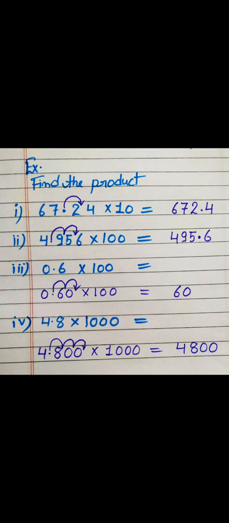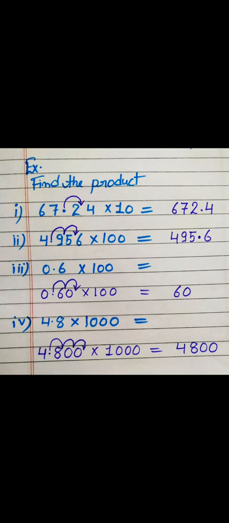495.6. But in the third one you are having 0.6 into 100. As in 100 there are two zeros, so the decimal point should shift two places, but in 0.6 we are having only one decimal place. So what we will do, we will increase one zero. As we know, after the decimals we can increase any number of zeros. Now the decimal point will shift two places towards right, so you will get 060. As there is no need to write 0 before any number, we will not write this 0, we will write only 60.